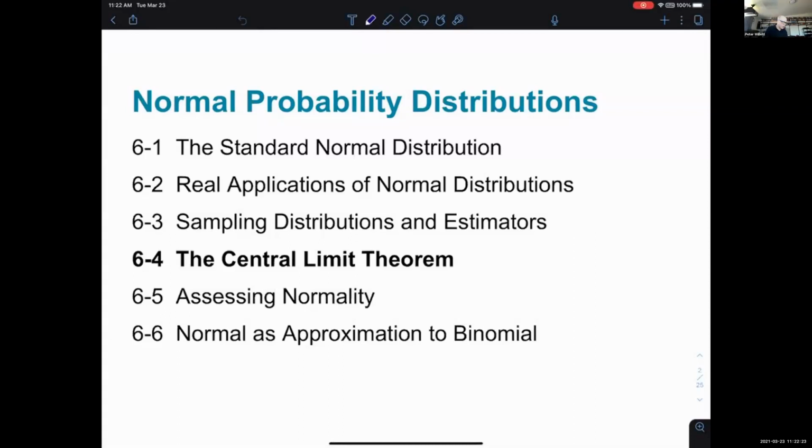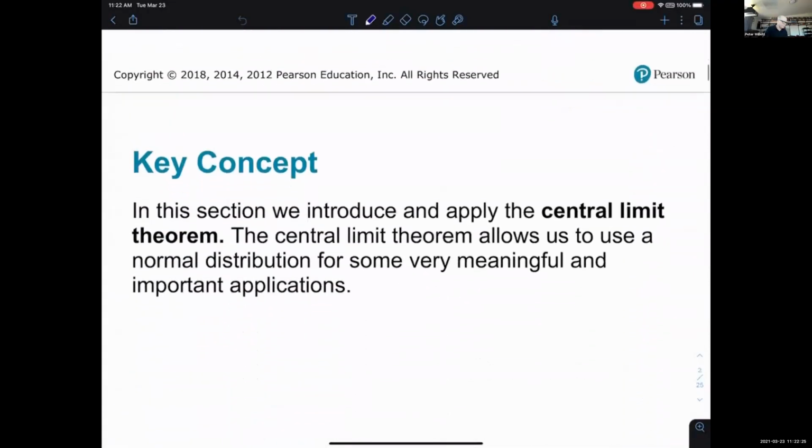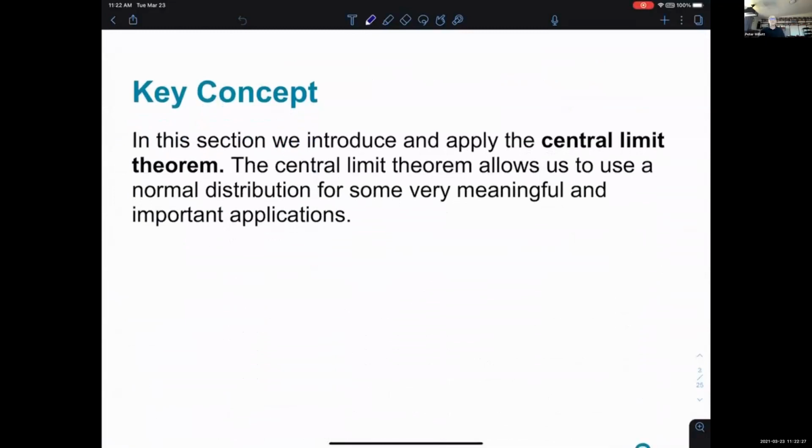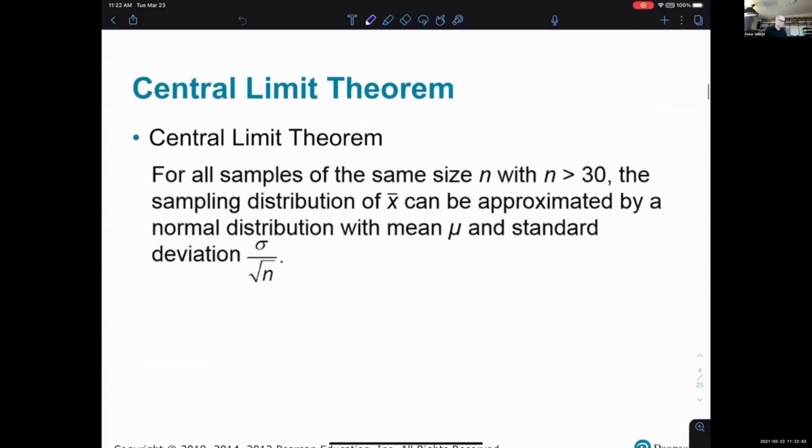And how does that allow us to do problems? So we're going to go back to doing more calculations. So let's see what our key concept is here. In this section, we introduce and apply the central limit theorem. The central limit theorem allows us to use a normal distribution for some very meaningful and important applications. So what does it say?